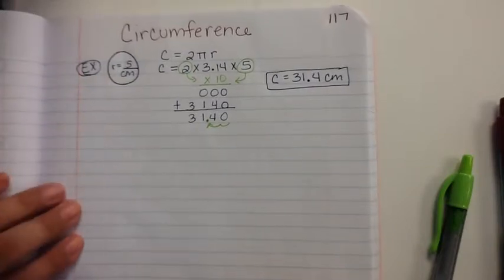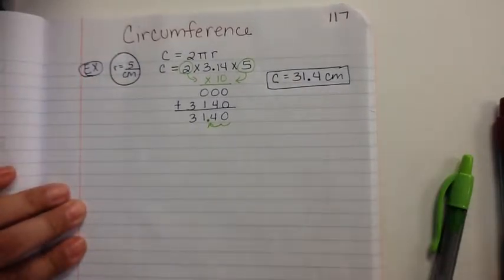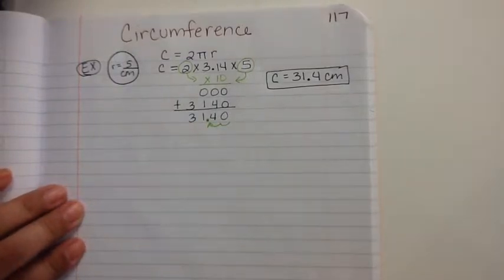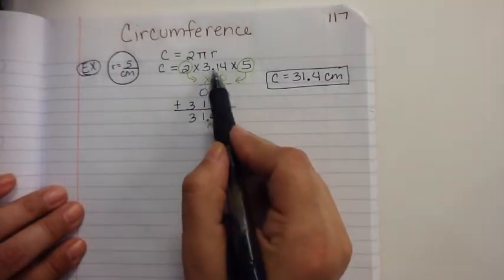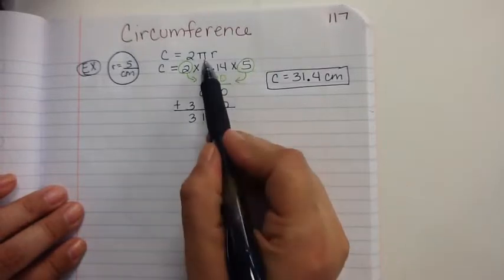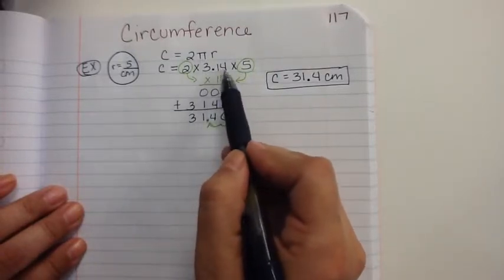Any questions on the first example? Okay. I did right here 3.14 times 10. Yeah, but where'd you get it? Where did I get it? From pi. Pi is represented by 3.14.